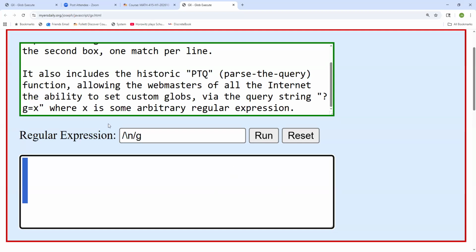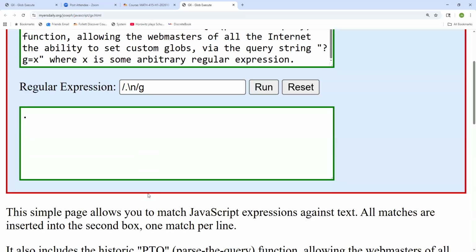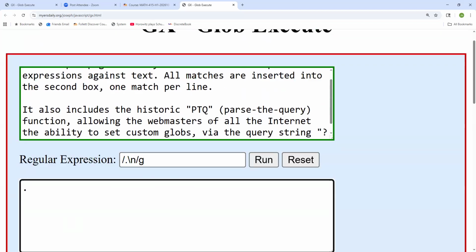What if I wanted to get the punctuation or whatever is at the end of the line? Then I could do period \n. Now it gets the period at the end of the first line, but it doesn't get anything else.